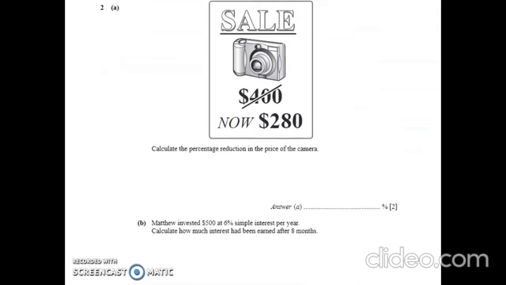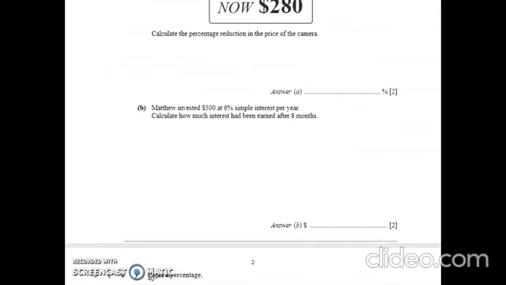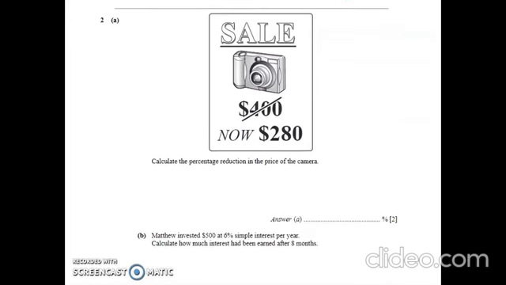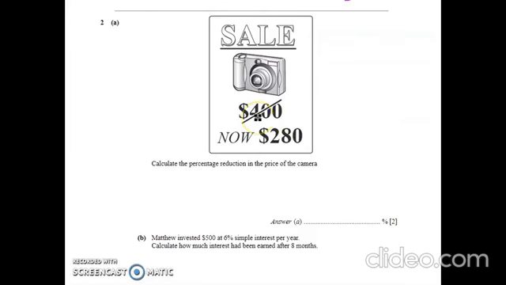Okay, moving towards question number 2. The camera is being sold at a sale and now it's for 280. We need to calculate the percentage reduction in the price. How do we do that? The formula for percentage reduction is old price minus new price upon old price into 100.